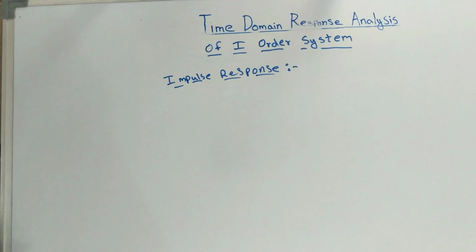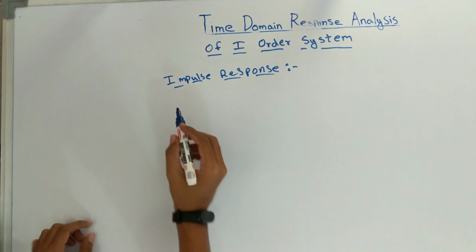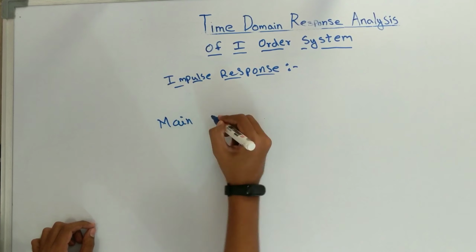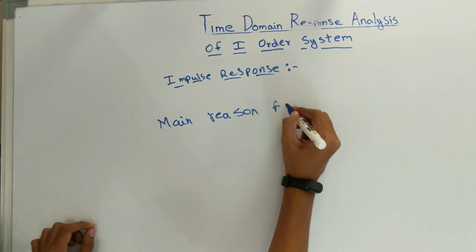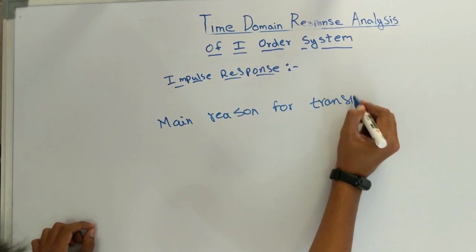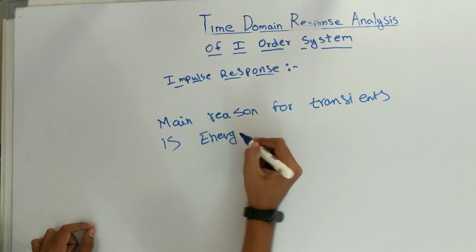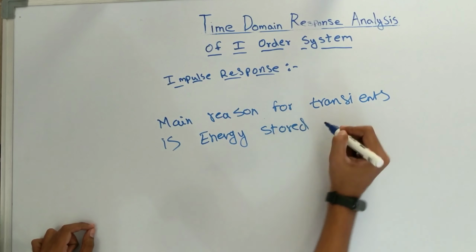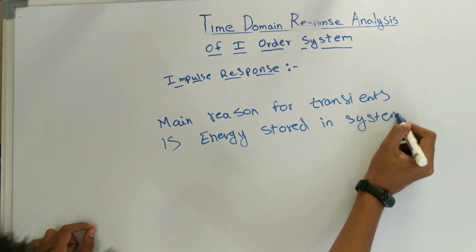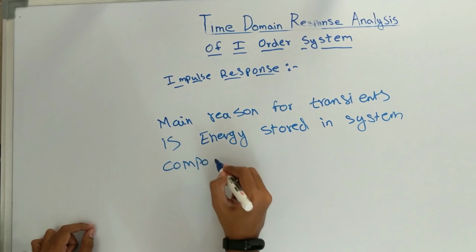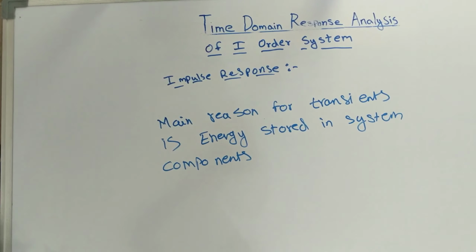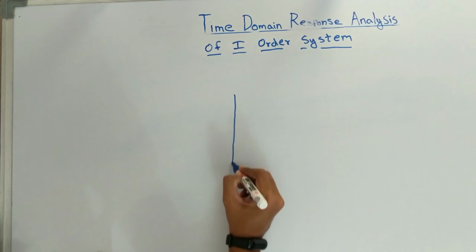We studied transients and how, because of them, a system can be unstable. But why do transients occur in a system? There can be many reasons. The main reason is energy stored in system components. Thus, we relate the graph this way as well.